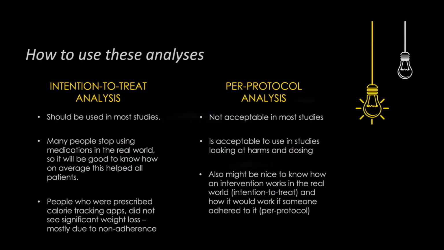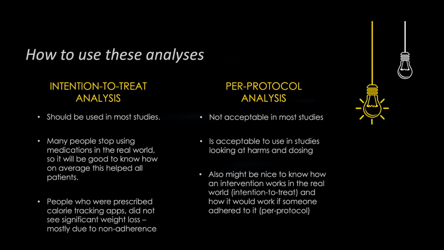So let's look at some of the other things about per protocol analysis, because it's not all bad. A per protocol analysis is not used most of the time in healthcare research. It's not considered the gold standard, but there are two cases where it is acceptable. One is when you're looking at harms, because when you're looking at harms of, say, a medication, you want to make sure that the harms are associated with people who are actually taking the medicine.